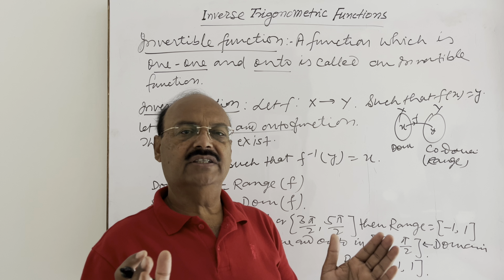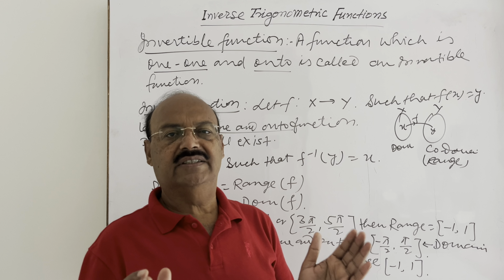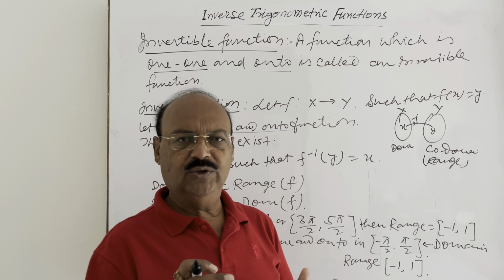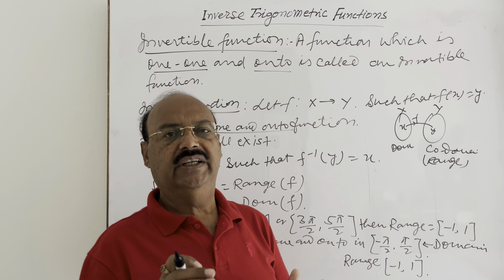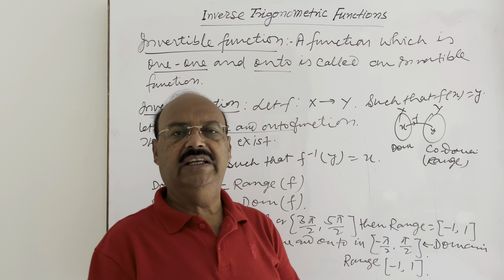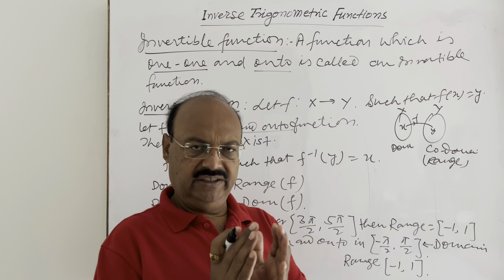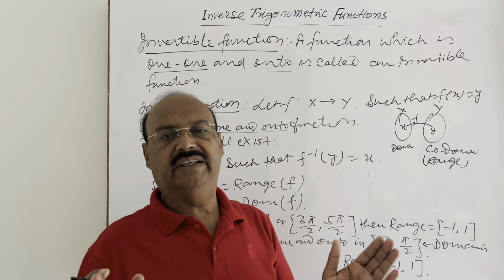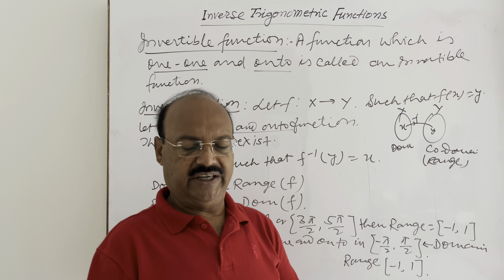This range is called the principal value branch. Okay, we will discuss. The particular value of an inverse trigonometric function is called the principal value of that inverse trigonometric function, and that entire interval of the range is the principal value branch. So let us make a table here.